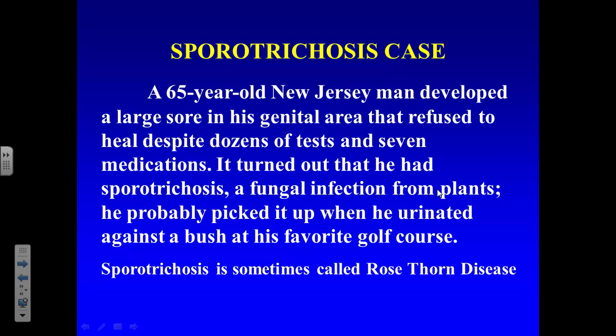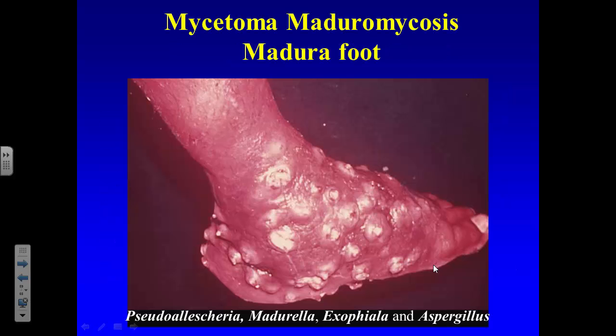Okay, this is a famous New Jersey case from a couple of years ago. A 65-year-old New Jersey man developed a large sore in his genital area that refused to heal despite dozens of tests and 7 medications. Turned out he had sporotrichosis, a fungal infection from plants. He probably picked it up when he urinated against a bush at his favorite golf course. And again, sporotrichosis is sometimes called rose thorn disease for obvious reasons.